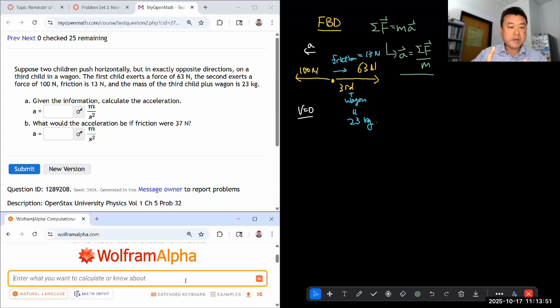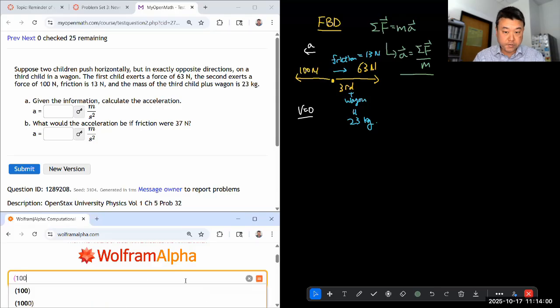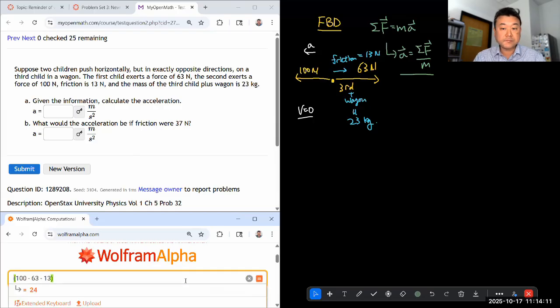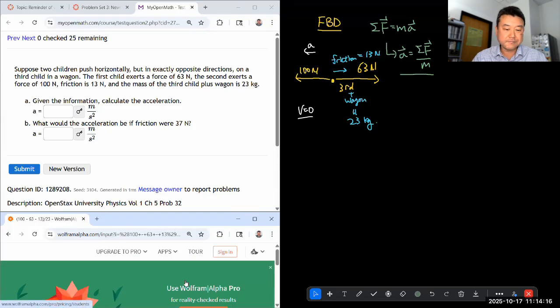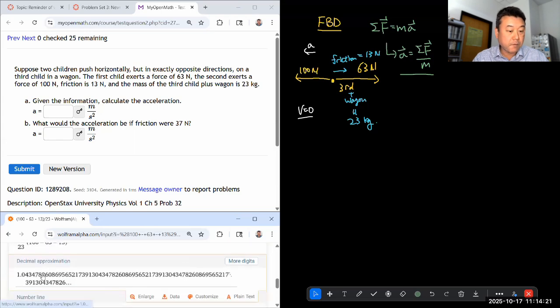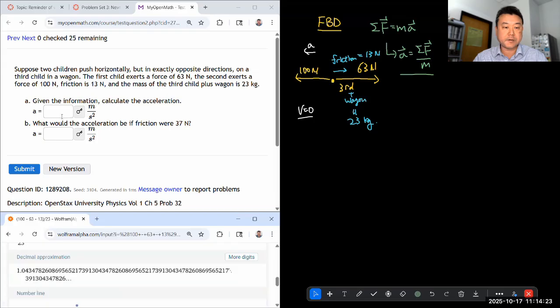So net force, it looks like they don't care about the direction, so I'll make the leftward direction be positive. So it's going to be 100 Newton minus 63 Newton minus friction, going in the direction that I guessed, 13. That's the net force divided by the mass, 23 kilogram. I can't do that in my head to 1% precision. It should be 1.04 meter per second squared.